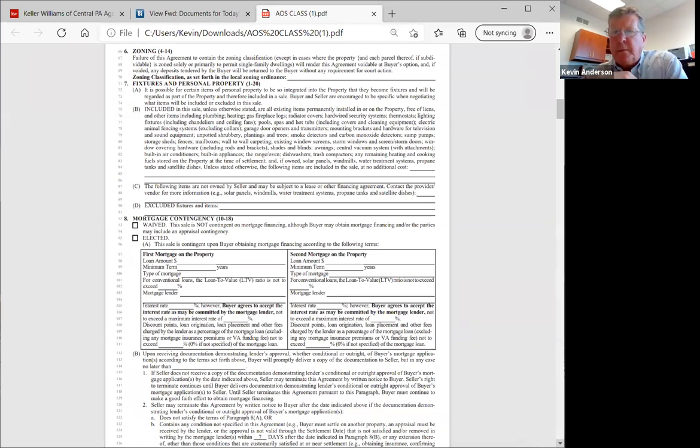something with the window treatments, where is it? Storm windows and screen storm doors, window covering hardware, shades and blinds, awnings, central vac with attachments, built-in air conditioners, etc. And fuel oil.